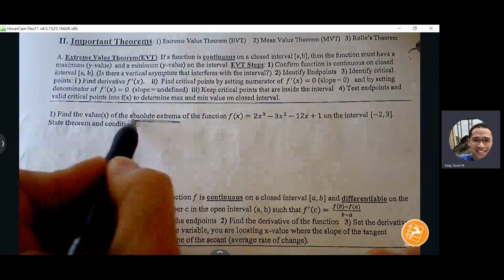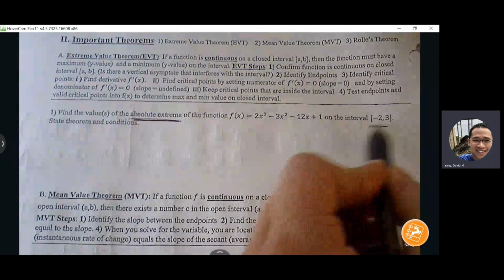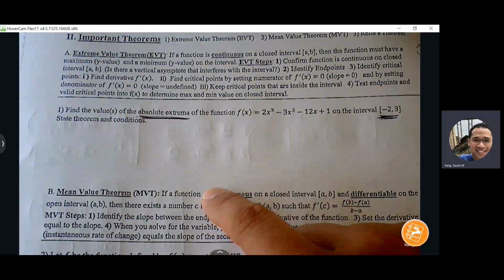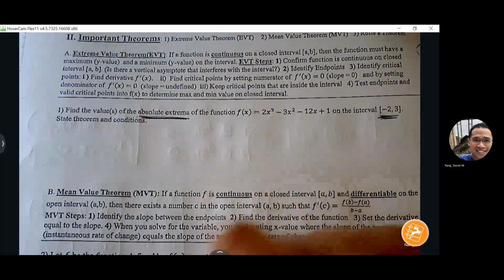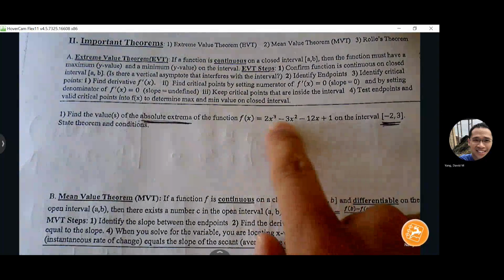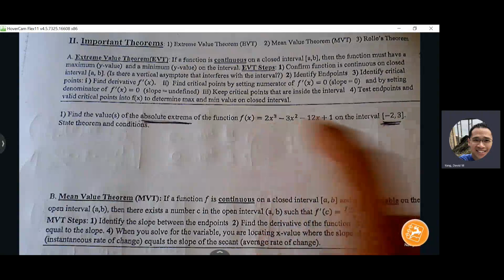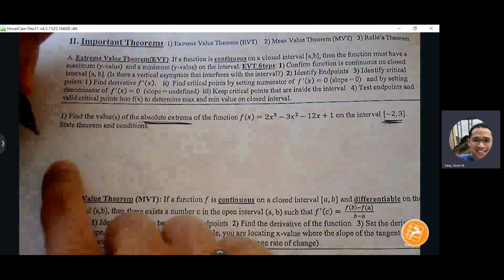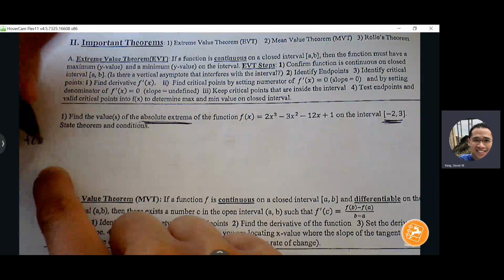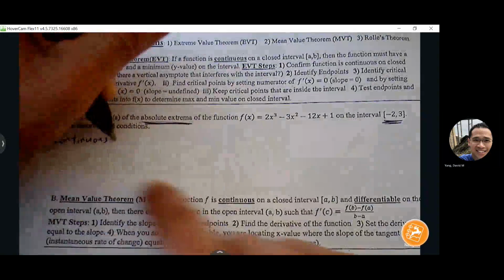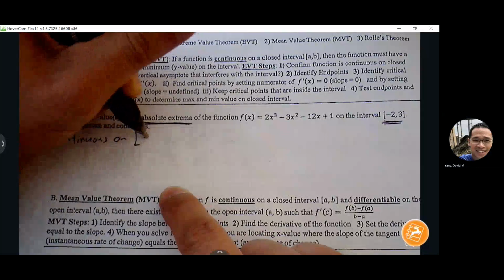I'm trying to find an absolute max or min on the closed interval, so this must be extreme value theorem. The only condition that's required is the function needs to be what? Continuous. Is the function continuous? Yes, it's a polynomial, right? There's no denominator variable. There are no asymptotes. So we know our function is continuous on the closed interval.